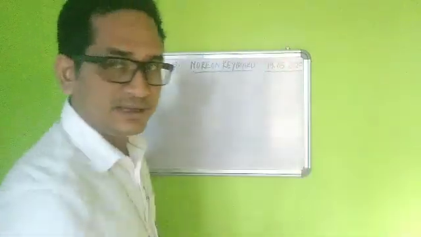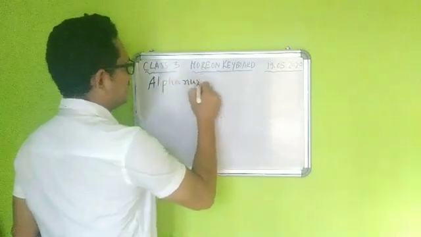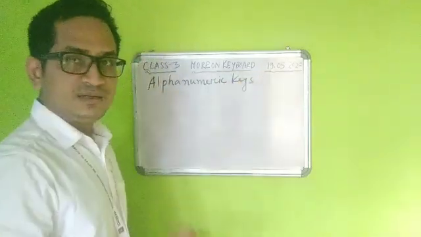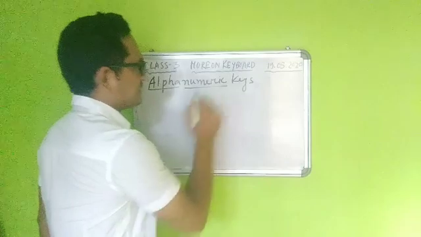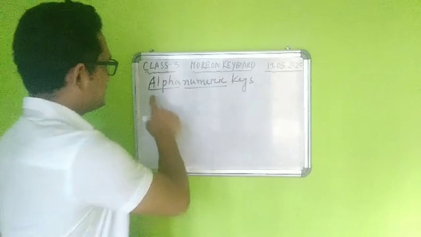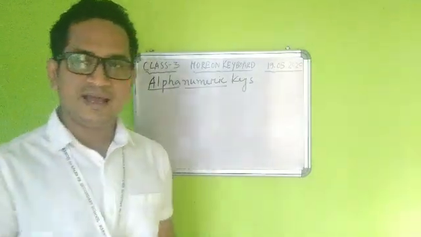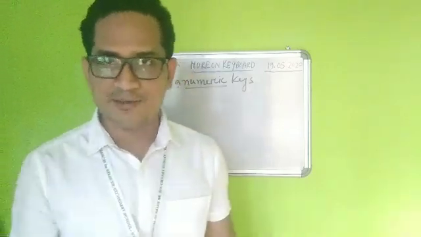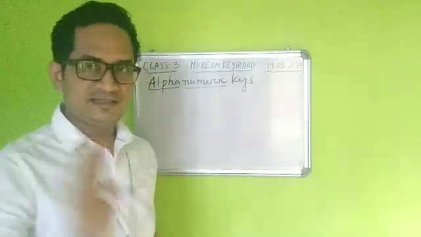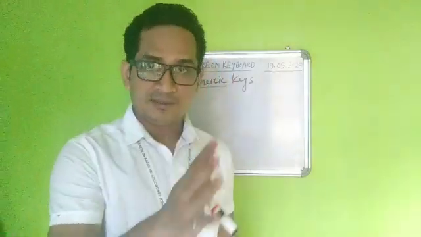Fine student. The first one is this one, that is alphanumeric keys. Now student, this word alphanumeric, if you have seen properly, is a combination of 2 words, that is alpha and numeric. Now the alpha word is coming from the alphabet. That means we know the alphabets A, B, C, D, E, F, G, and numeric means the numbers. So alphanumeric means it is about numbers and letters.